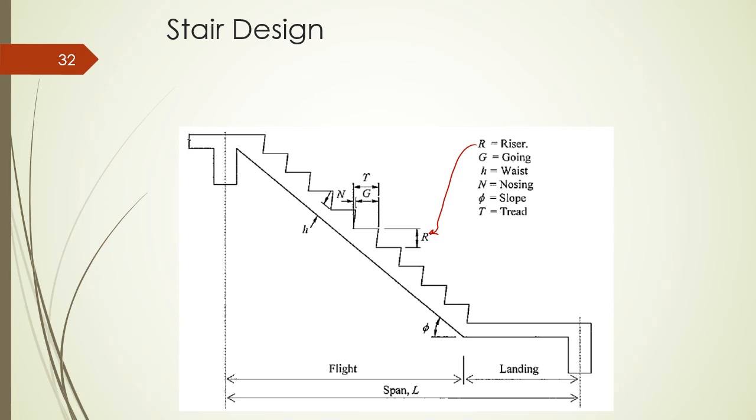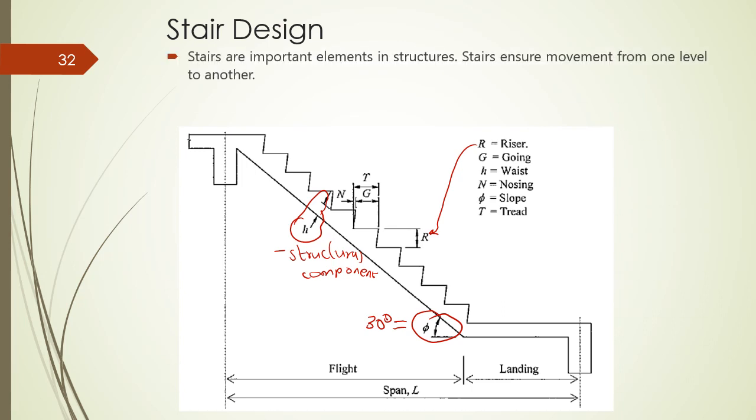We also have the slope here, which should generally be around 30 degrees, though that's usually advised by the architect. And we have the waist, H. This is usually the structural component of the stair. The component that provides structural resistance to the weight of the stair.